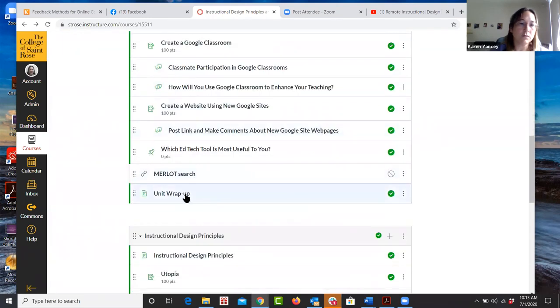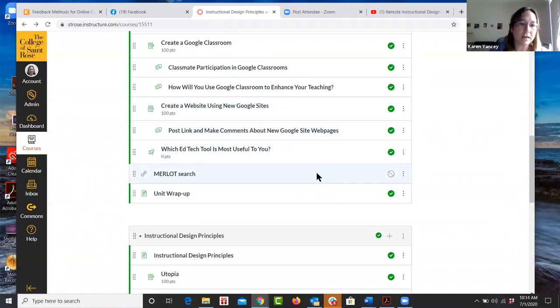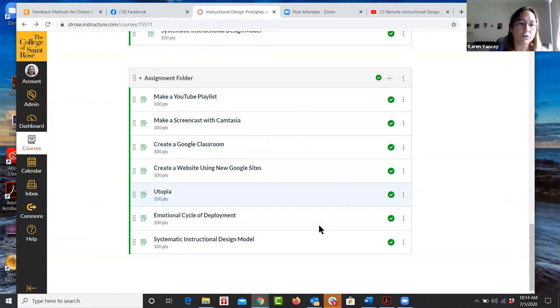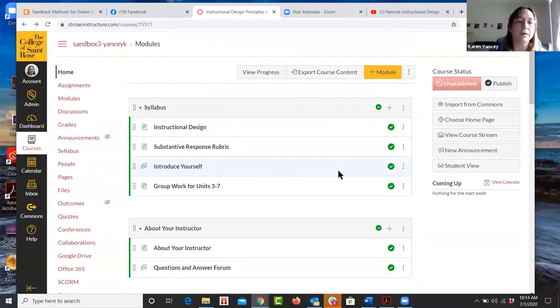Then at the end of the unit, you have a unit wrap-up page. And you would say, this week's discussion went well. I was surprised. I really noticed that people had mentioned location of school and size of school student body, because in this context, it was a discussion over the SAMR model, which is the model you assess technology by. That is the end of that unit. And then, of course, at the very end of all 4 weeks, you would have another one that discusses all of the topics that had been in the discussion groups.